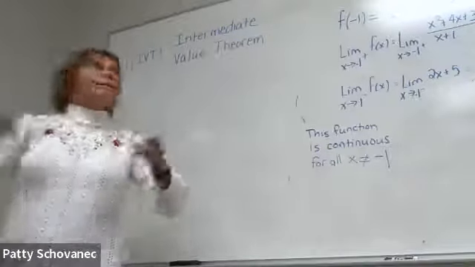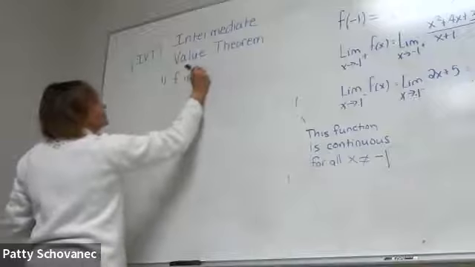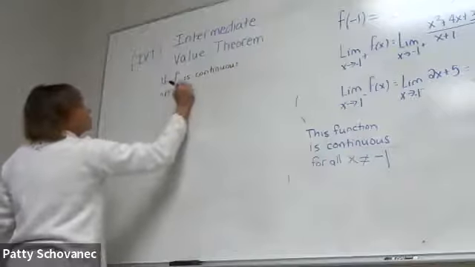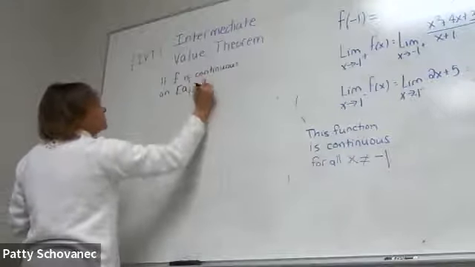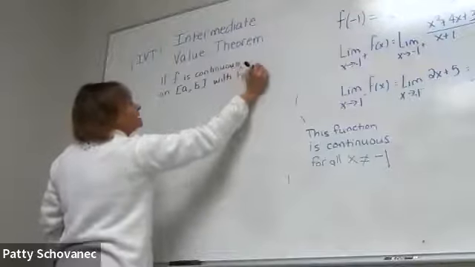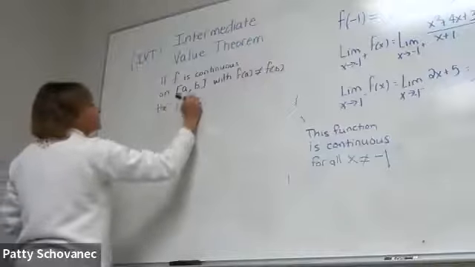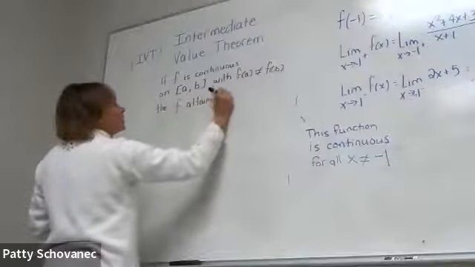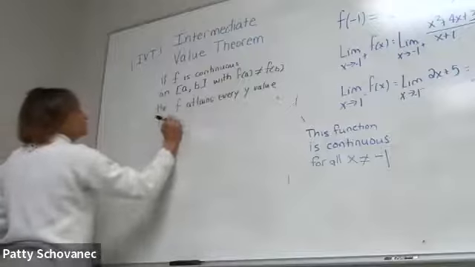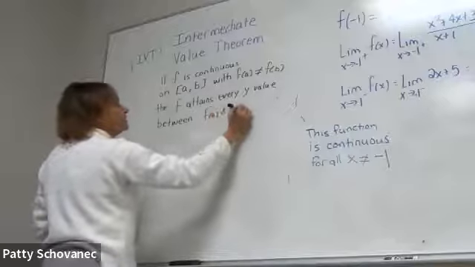It's every value in between. That's what that says. So if f is continuous on some interval from x is a to x is b, with f of a different from f of b, then f attains every y value between f of a and f of b.